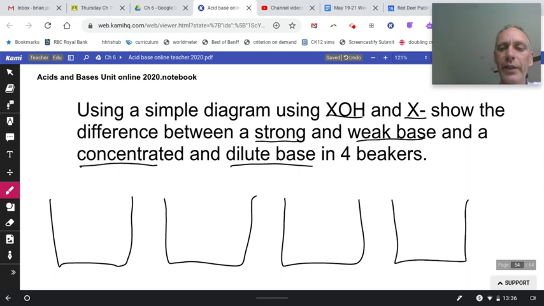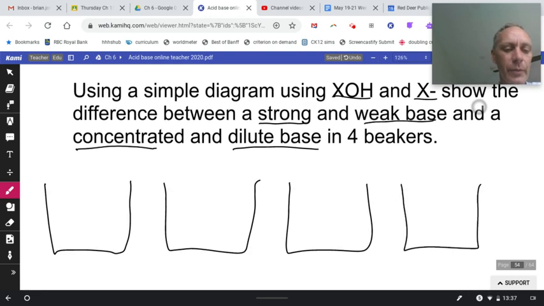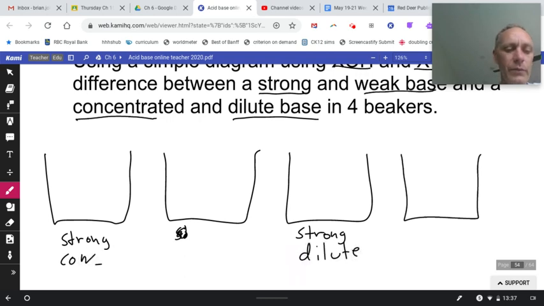Okay, so XOH represents strong ionic hydroxides. So I'm going to call this one strong. And let's follow our same pattern as before. So we'll put the strongs there, and we'll go concentrated and dilute. Okay, so strong base concentrated would be X plus and an OH minus. It's 100% dissociated.